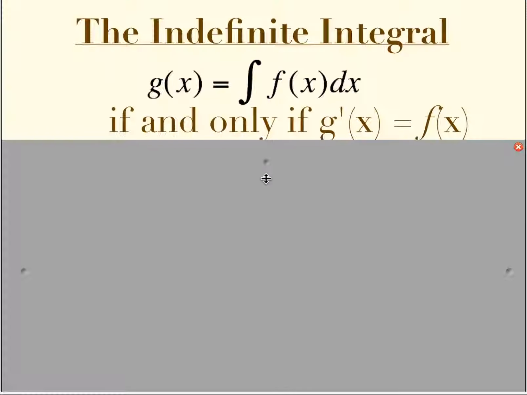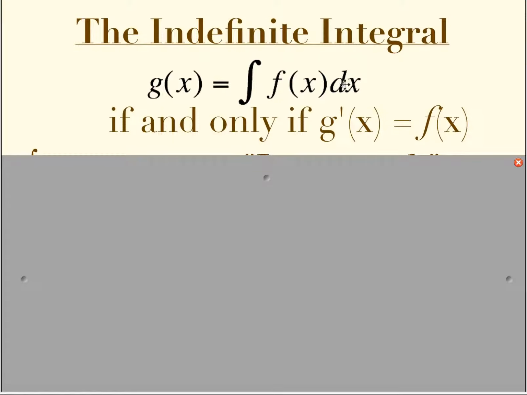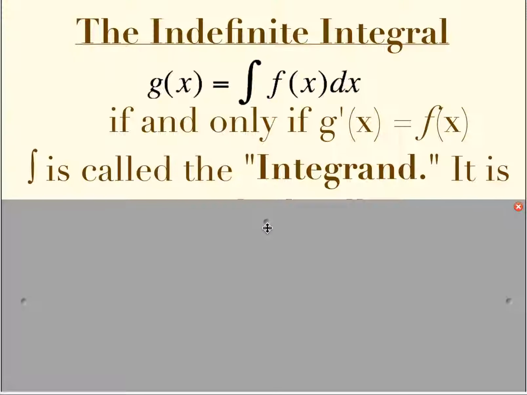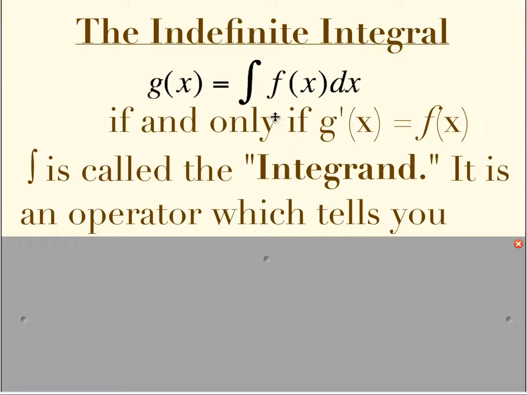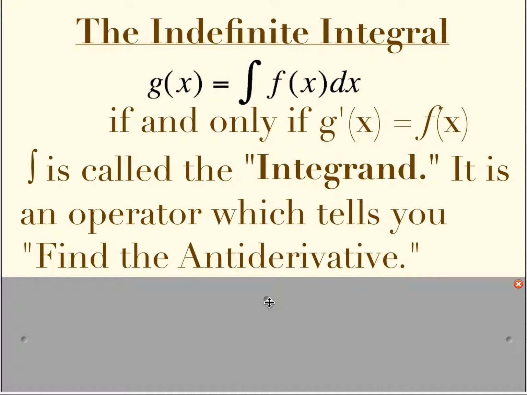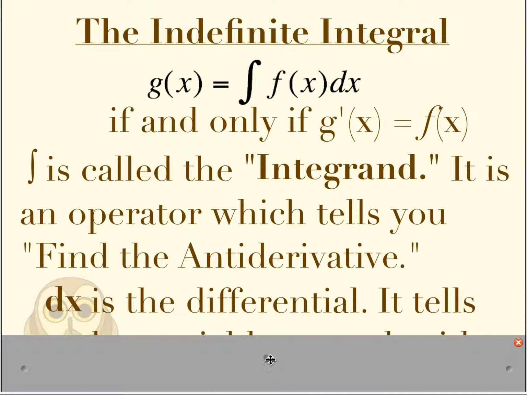And so this is the integral of f of x dx if and only if g prime, so if you were to take the derivative of the left side, you also have to take the derivative of the right side. Well, an integral and a derivative cancel one another out, and so you'd just be left with f of x. Remember, that little symbol is an operator, so it's telling you what to do. It's kind of like a plus sign, a minus sign, or division symbol, and it's pretty much just telling you to find the antiderivative of f of x. And then dx is the differential.